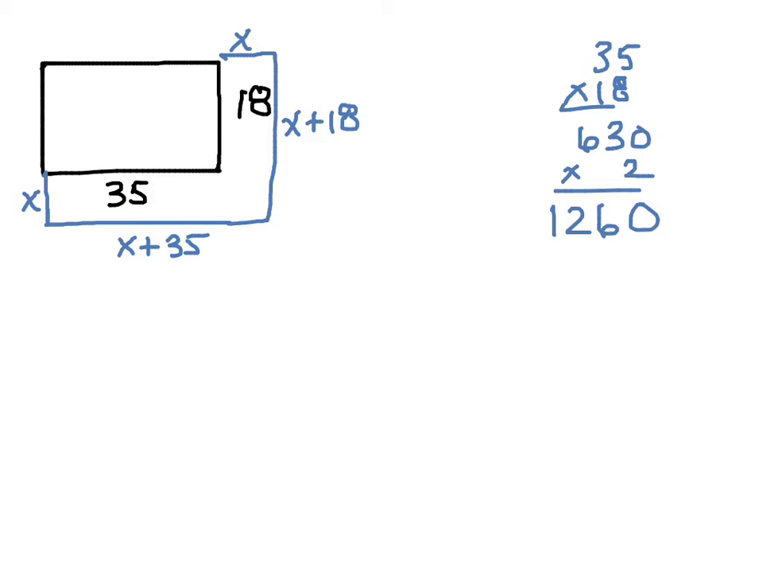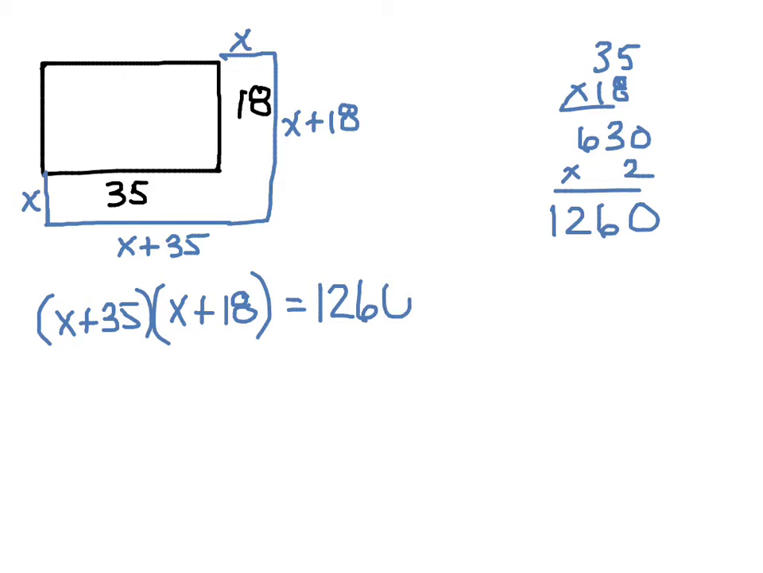Now, write and solve an equation to find the value of x. So now you have x plus 35, and just like we were told that area is found by taking length times width, times x plus 18 should equal 1260, because that was our new area that we wanted. So the first thing I'm going to do is not do this. Do not set those equal to the 1260 and try to solve for x. That's not going to work. You have to FOIL this out first.